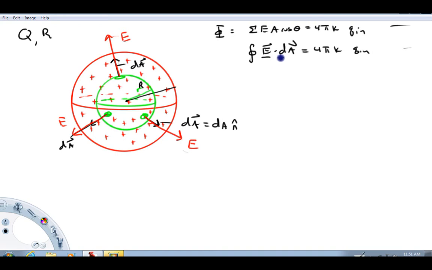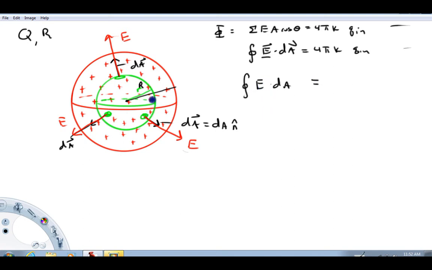The dot dA part, well, at every spot on that green surface, the angle between the dA and the electric field is 0. Cosine of 0 is 1. And therefore, what we end up with is the integral of just E times dA, because E dot dA is magnitude of E, magnitude of dA, cosine of the angle between them. Cosine of 0 is 1, so E dot dA is just E times dA. I'm just going to keep going on the left-hand side, and then I'll talk about the right.